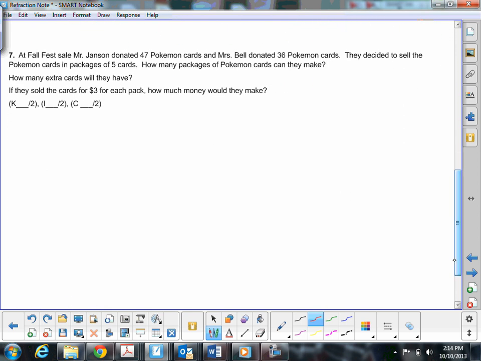Moving forward, at the Fall Fest sale, Mr. Jansen donated 47 Pokemon cards and Miss Bell donated 36 Pokemon cards. They decided to sell Pokemon cards in packages of 5. So I'm self-monitoring what's important. 47 Pokemon cards is important. 36 Pokemon cards is important. They is important because it means that they did it together. So you have to add these two numbers, 36 and 47. And packages of 5 is important.